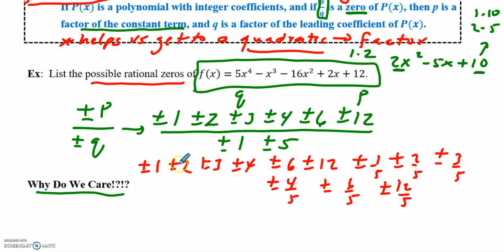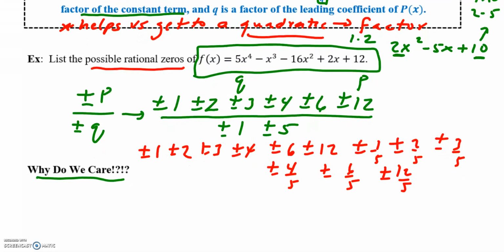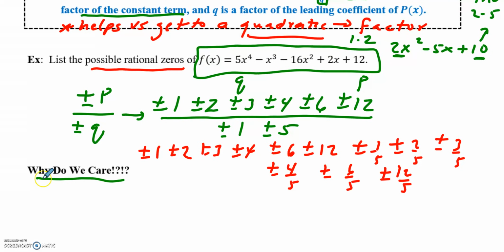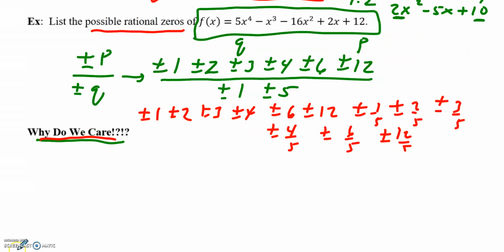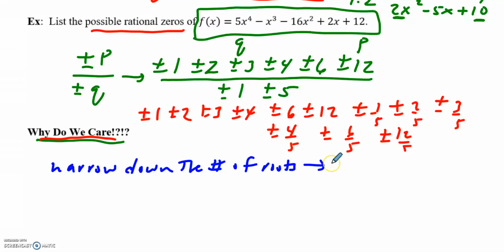So I have 1, 2, 3, 4, 5, 6, 7, 8, 9, 10, 11, 12, 13, 14, 15, 16, 17, 18, 19, 20, 21, 22, 23, 24 possible zeros or roots. Now, that might seem overwhelming, and the question you might be asking yourself, understandably so, is why in the world do I care about this? Well, it helps us narrow down the number of roots without a calculator.